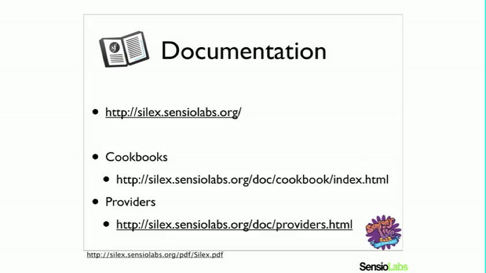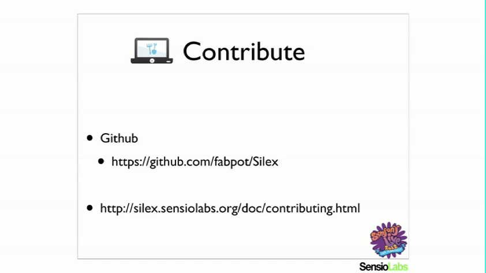Appreciate it. We also have a set of cookbooks and a list of third-party providers to see what extensions are available. So if you need common things like Mongo or Asset, it's pretty much always done for you. Just need to go find the code. If you want to contribute, obviously GitHub's the best place. And there's a guide to contributing.